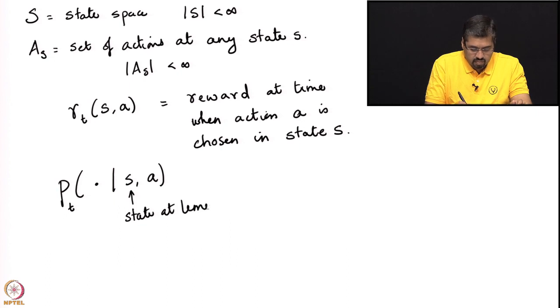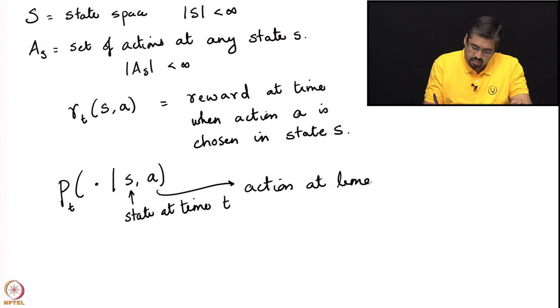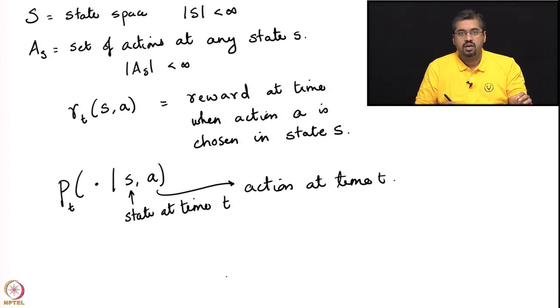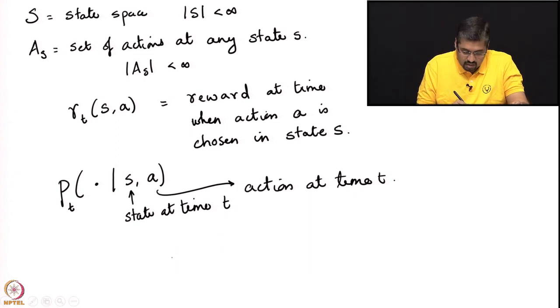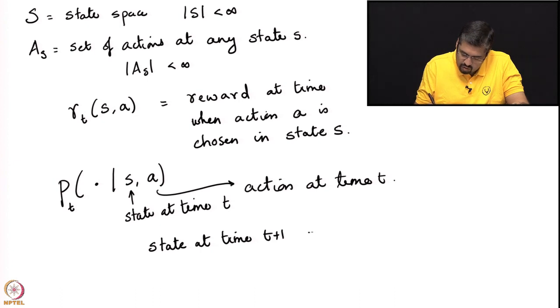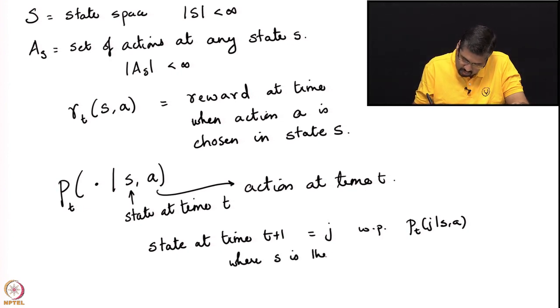and a is the action chosen at time t. So, if you choose an action a at time t and the state at time t was s, then the next state is going to be realized in terms of this particular distribution. What this formulation tells us is that the state at time t plus 1 will be equal to j with probability p_t(j | s, a), where s is the state at time t and a is the action chosen at time t.